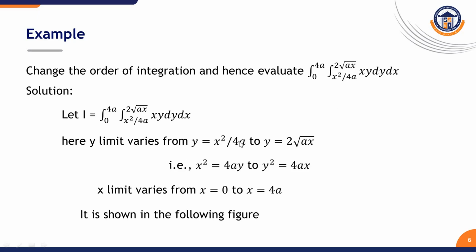y equal to x squared by 4a means, taking 4a to the opposite side, we get x squared equal to 4ay. x squared equal to 4ay is nothing but an upward parabola. And y equal to 2 root ax, squaring on both sides, we get y squared equal to 4ax. y squared equal to 4ax is nothing but a rightward parabola. And then the x limit varies from x equal to 0 to x equal to 4a. The four limits can be shown in the following figure.